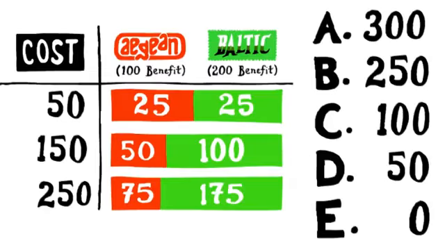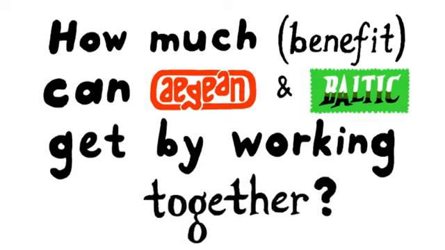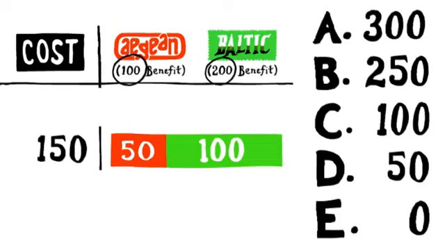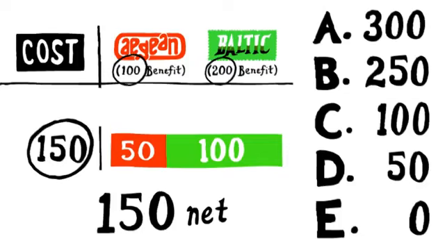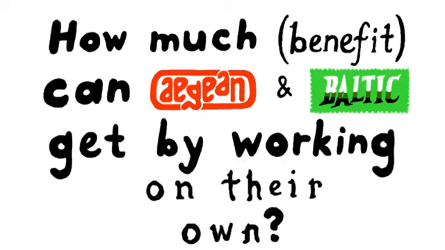Okay, time to try the second row of the table. What's the pie when the total cost is 150? At this point, you know the question to ask. How much net benefits can Aegean and Baltic get by working together? They can gain 300 in benefits, and the cost of the software is 150, leaving 150 net. Next question, how much benefit can they get on their own? If they don't reach an agreement, what will Aegean and Baltic do?